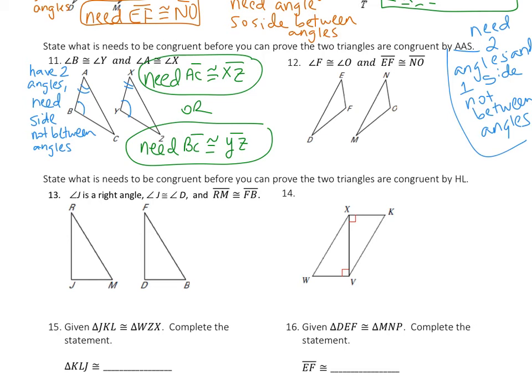On number 12, when we've got our picture with all the markings, if EF is congruent to NO, we have 1 angle and 1 side. So I want you to figure out what you have that is missing. Since we have 1 side and 1 angle, that means we are missing an angle, and the angle has to be placed so that it is not creating the side between the 2 angles. So I cannot do letter E and N because then my side is between it, and that would be angle, side, angle. So I have to choose D and M.